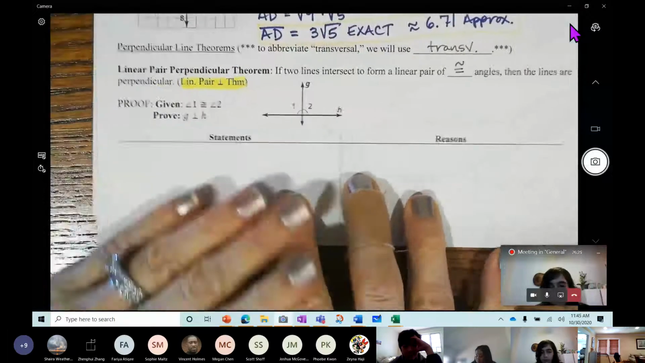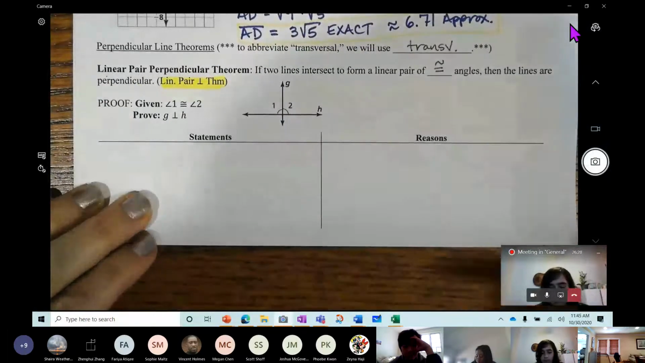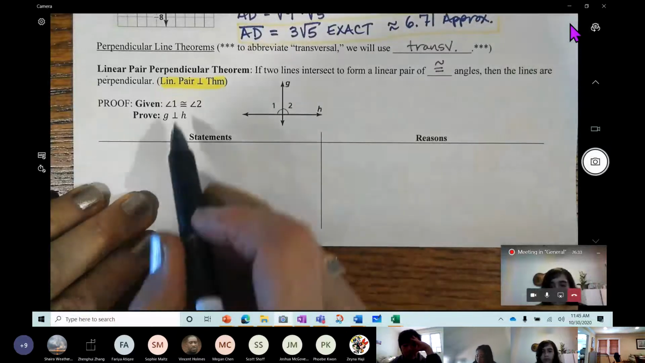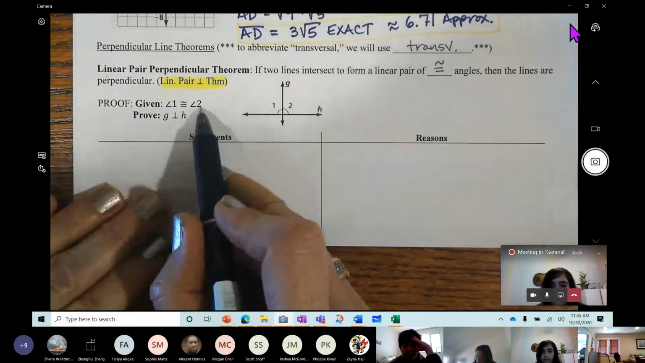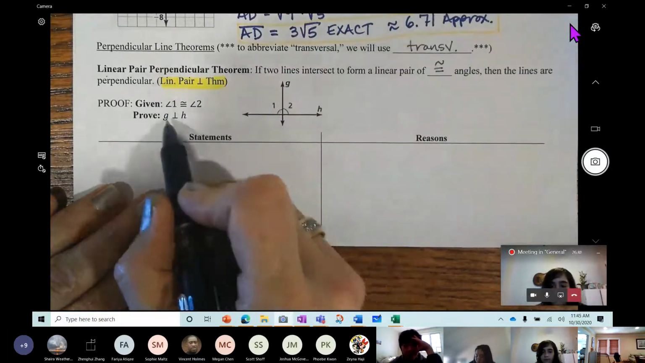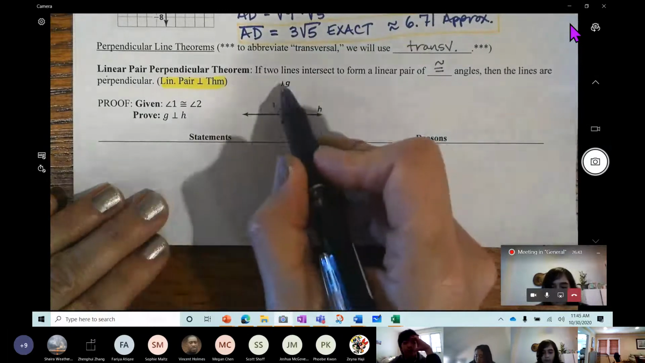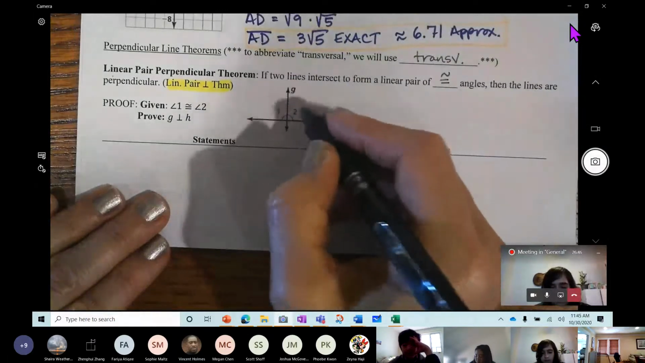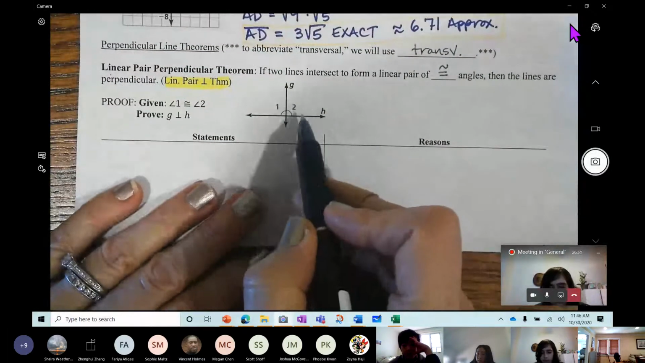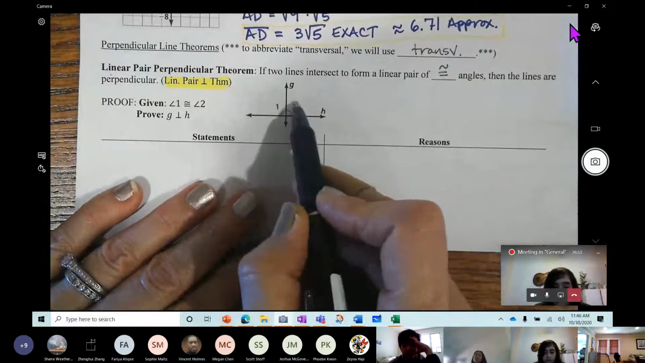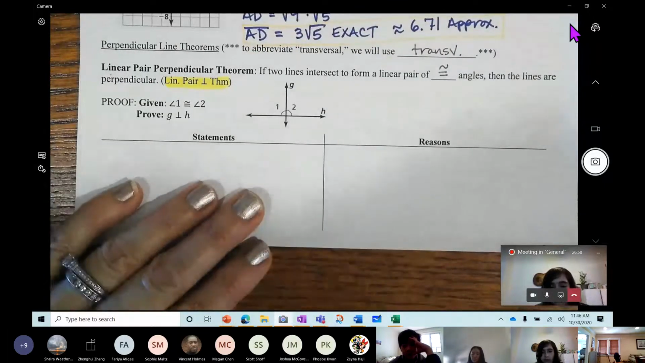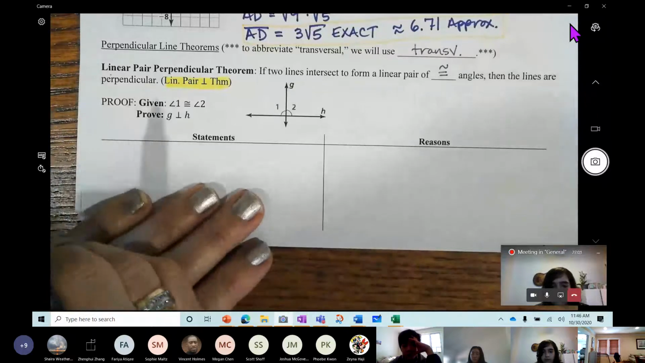Okay, we're going to do a proof. First thing we're going to do is read through it. We're given that angle 1 is congruent to angle 2, so I can see that they're marked that way. Great. What we want to prove is that G is perpendicular to H. So I want to prove this right angle. If I want to prove that this is perpendicular, how can I prove that that is a right angle? Like what do you need to have to say you have a right angle?